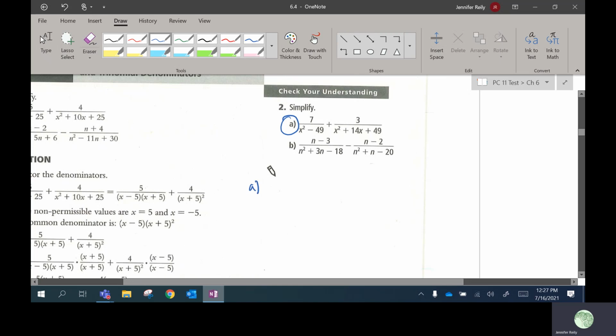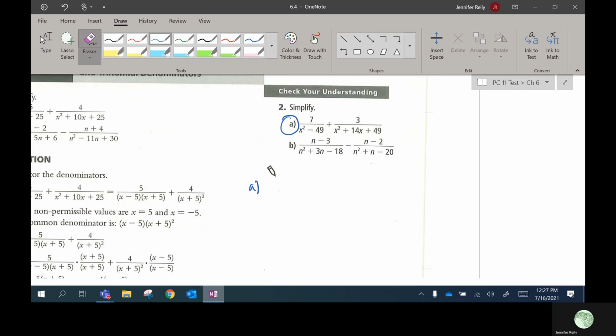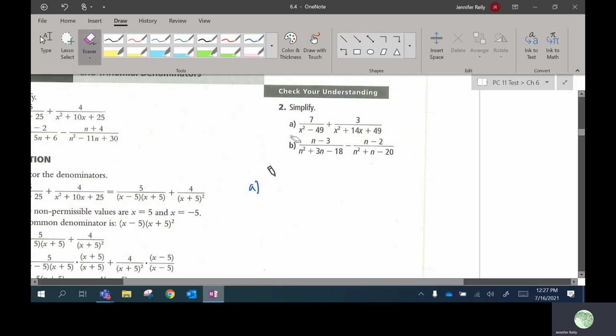I'm going to do A, and then you guys can try B on your own. Actually, okay, you know what, we're going to do B, because subtracting can be a little bit more challenging. So we'll do B, and then you guys can try A on your own. So let's do B. So we're going to factor first. The first one factors to n plus 6, n minus 3.